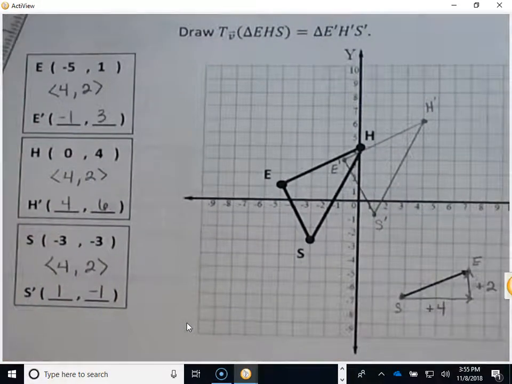So there's 2 ways you could go about it. Both ways get you to the right answer. And that's another way you can check yourself, if you know both ways, just to make sure you're getting them right.